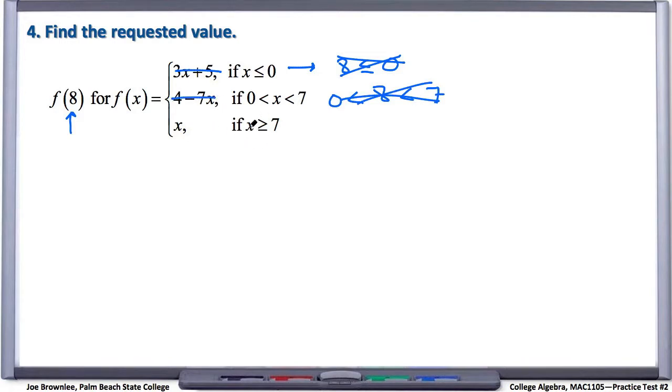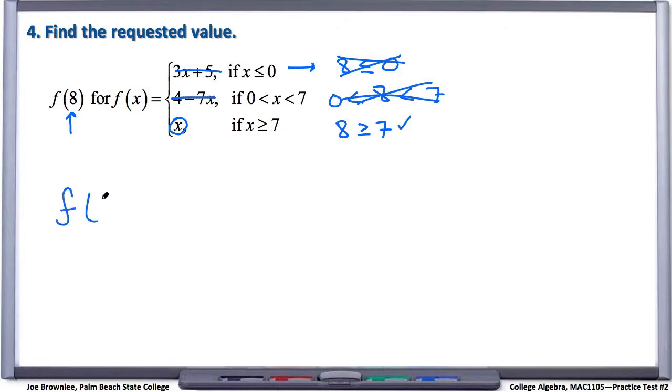And then lastly, we have x is greater than or equal to 7. Again, if we're going to plug in 8 for x, we have 8 greater than or equal to 7. Is this true? Yep, sure is. So we know we're going to be using this last piece of the piecewise function.